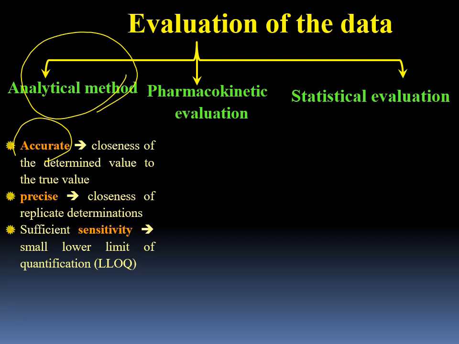If the concentration actually is 10 nanogram per milli, so the method really will give you 10 nanogram per milli. It will not give you 5 or 15 or 17. It should give you the right value.